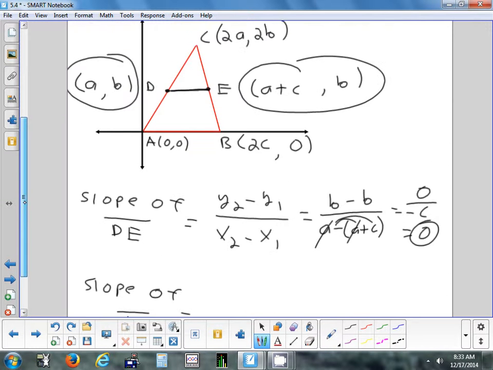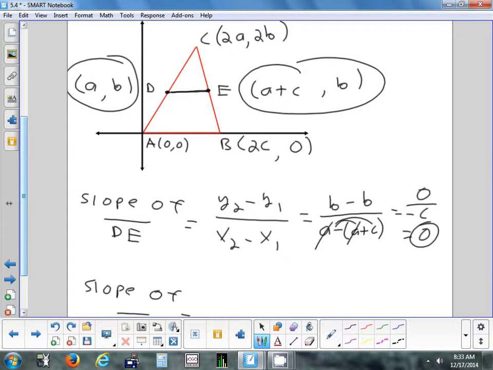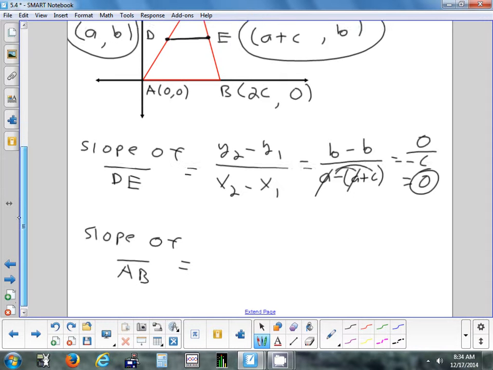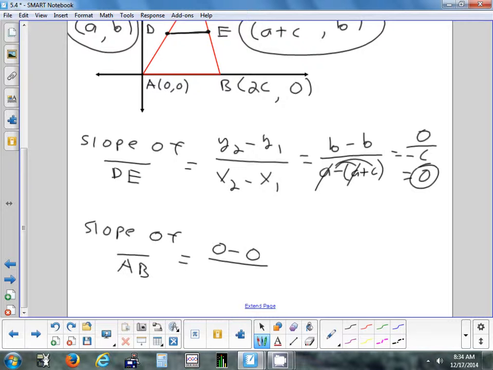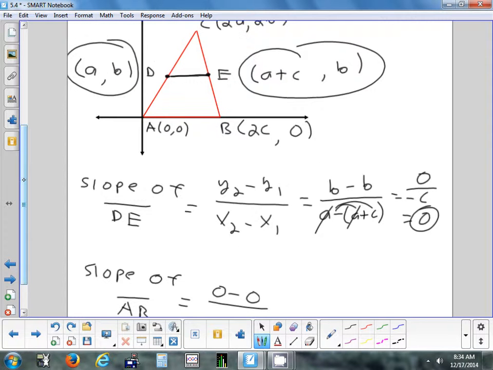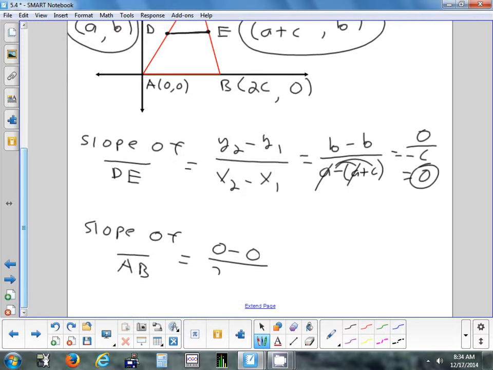Okay, same idea. Use your formula: y2 minus y1. It's 0 minus 0 in this case. And technically, we can stop there. It doesn't matter what's in the bottom. You have 0 in the top. 0 divided by anything is 0. But if you wanted to fill out the bottom, it'd be 2c minus 0. 0 divided by 2c.